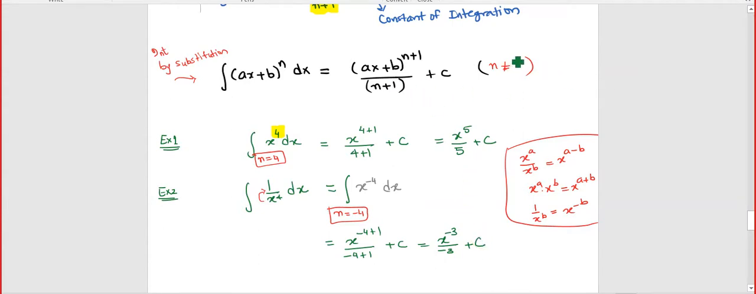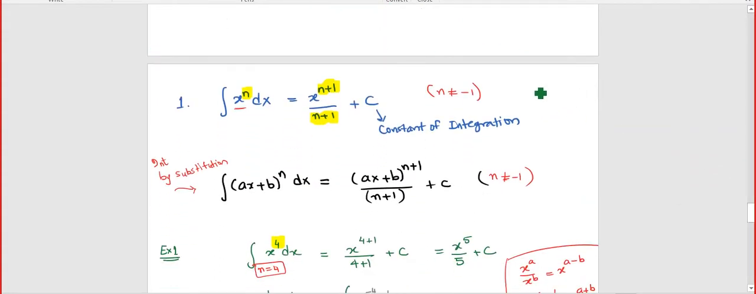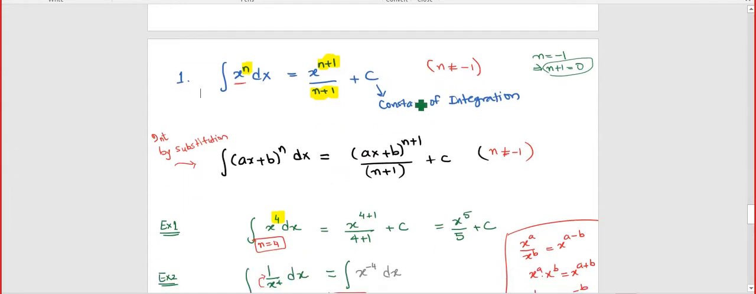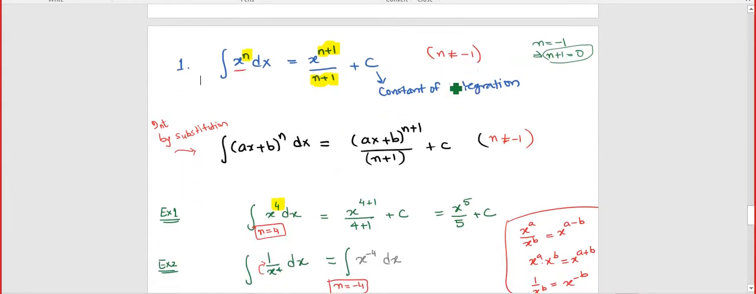The reason we say that this rule is not true for n equal to minus 1 is this: when n is equal to minus 1, n plus 1 equals 0, so the denominator becomes 0, and any number divided by 0 is not defined. Since it gives an undefined term at n equal to minus 1, we say that this relation holds for all values of n other than minus 1. We will see later what happens when n is equal to minus 1.